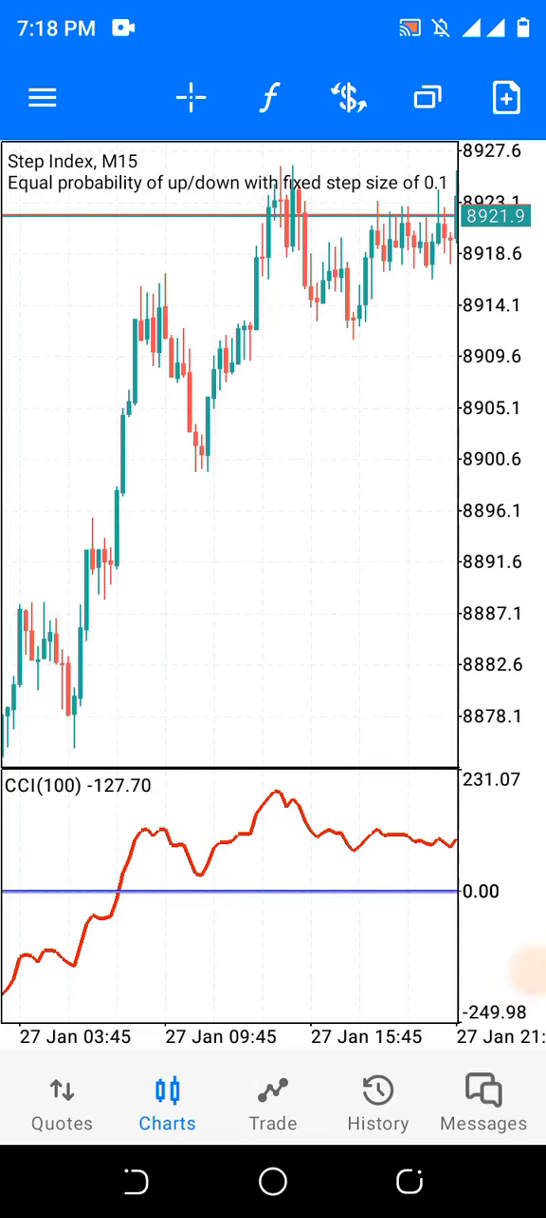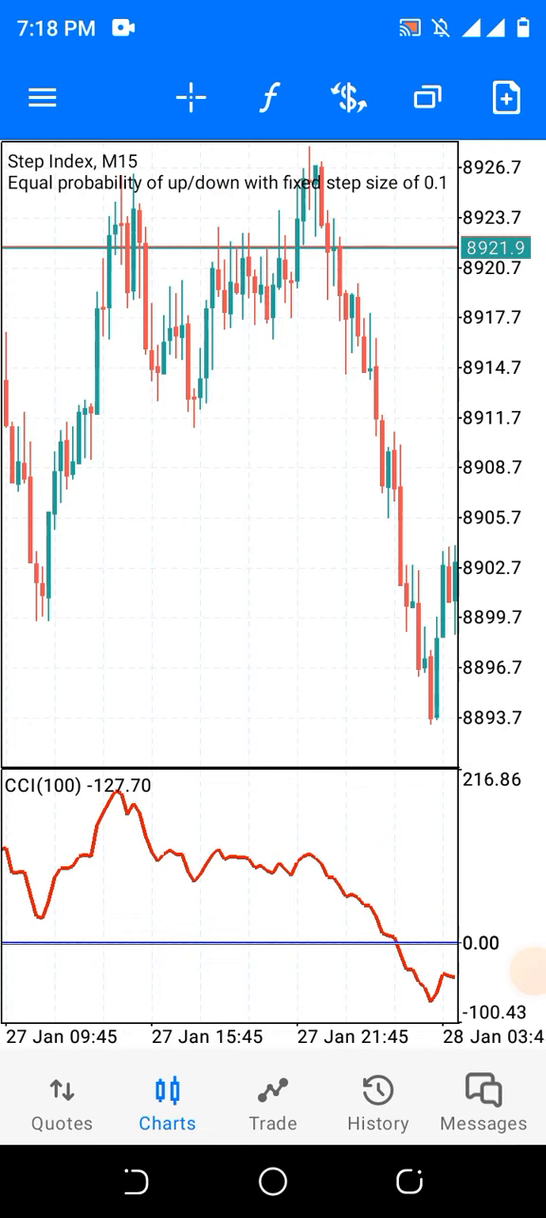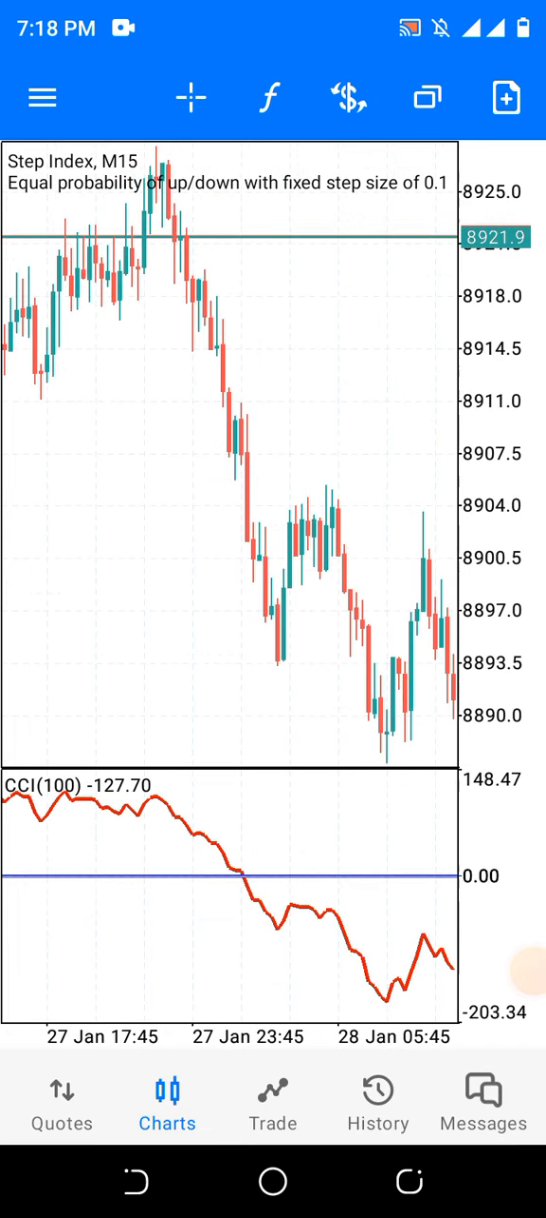This is my top-notch trading strategy, the most profitable strategy of all time, so I am giving it out. Pay attention, understand every bit of this strategy, and your trading history will change forever. This is my number one strategy, the most profitable strategy I have been using. The time frame is 15 minutes, Step Index.